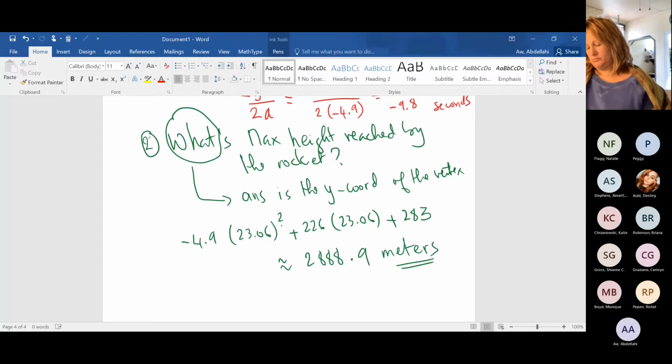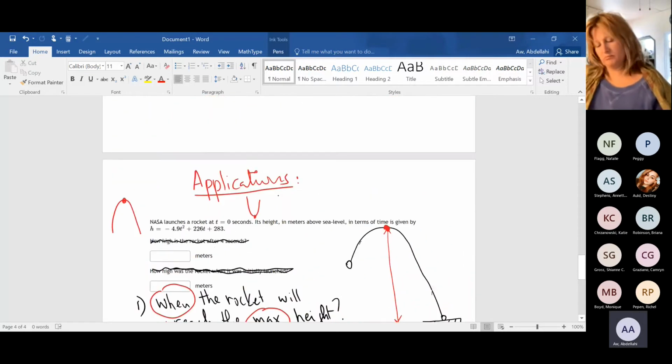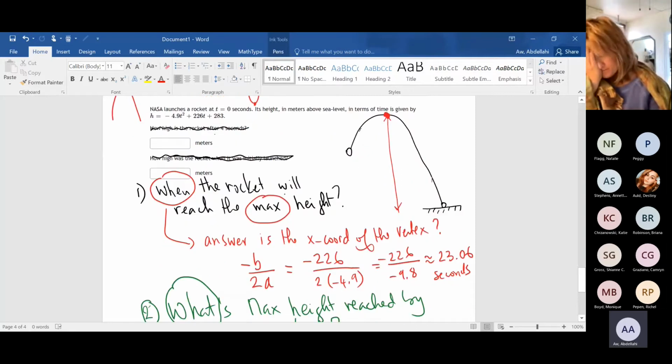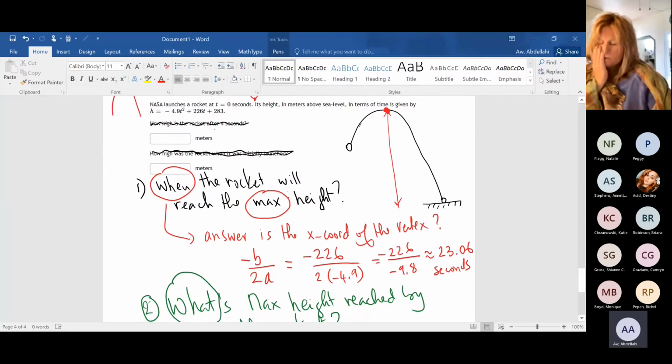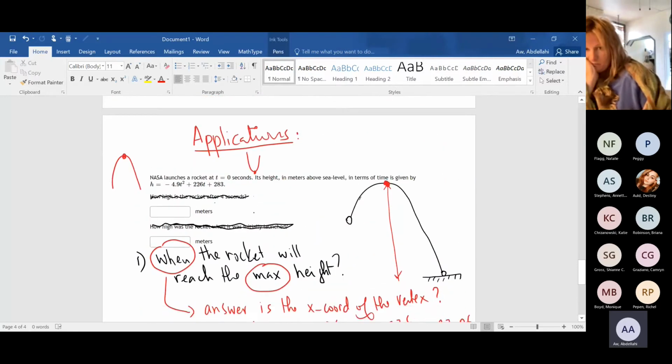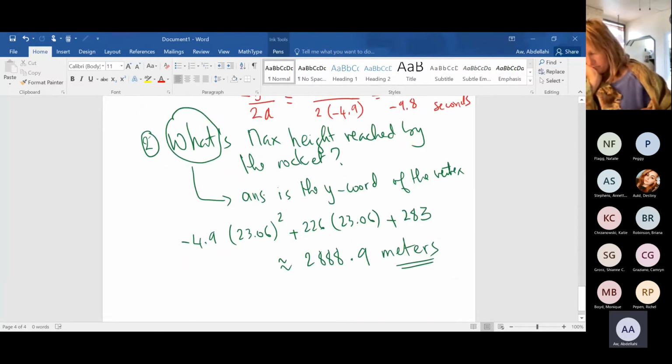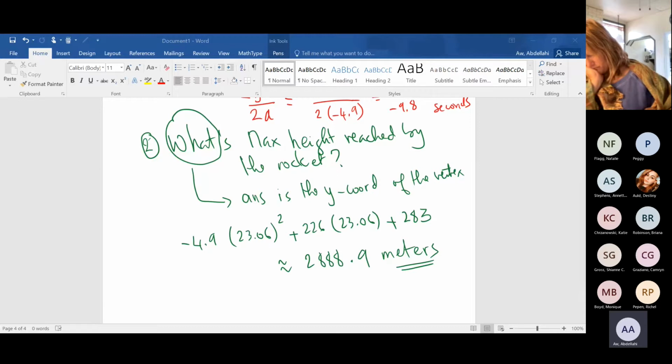If you have these word problems that talk about what is the maximum, what is the minimum, etc., they are all about the vertex. Every time you see the keyword maximum, every time you see the keyword minimum, it is about the vertex, right?